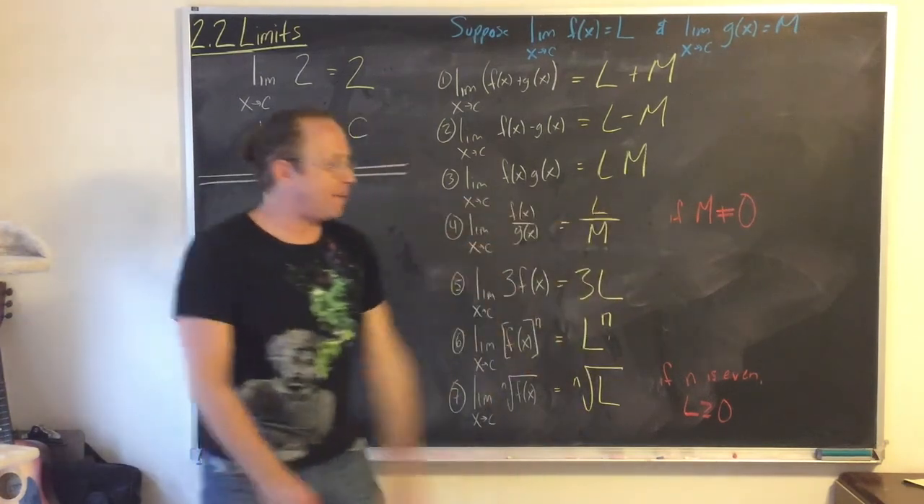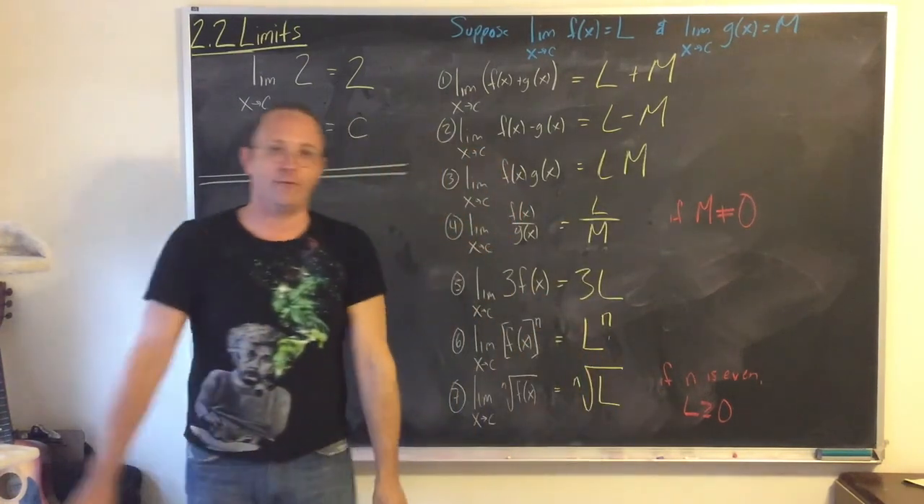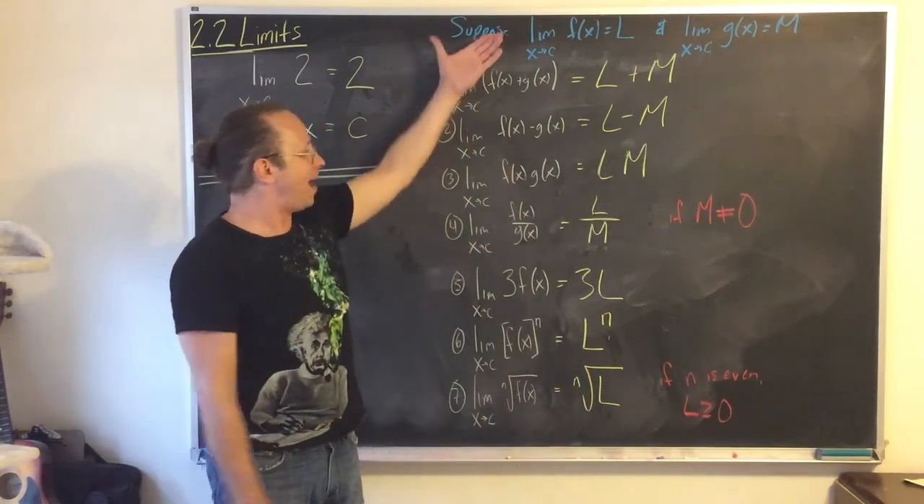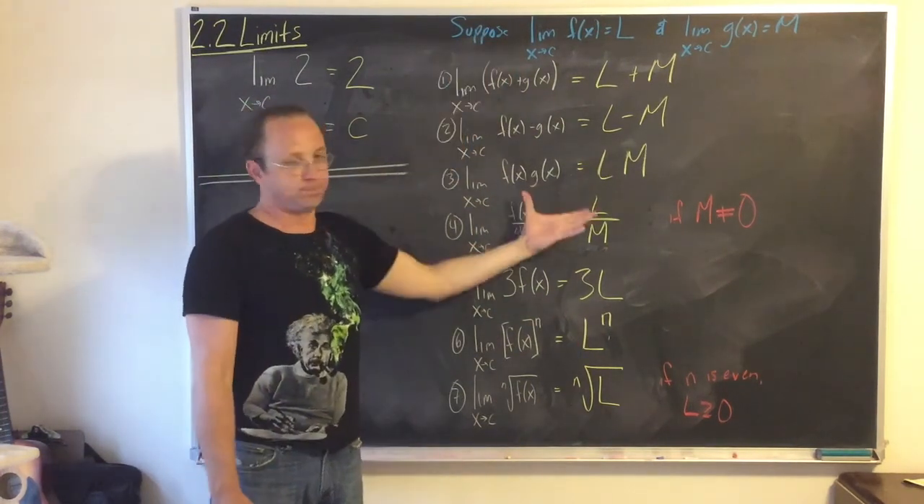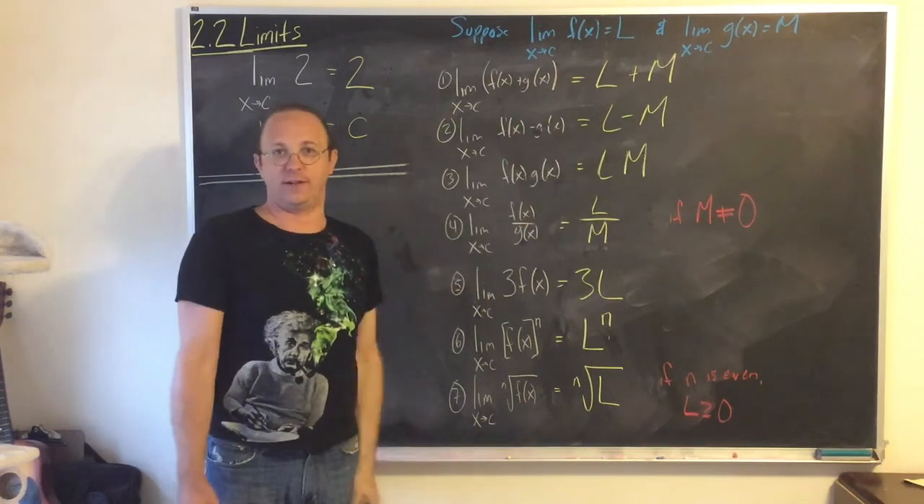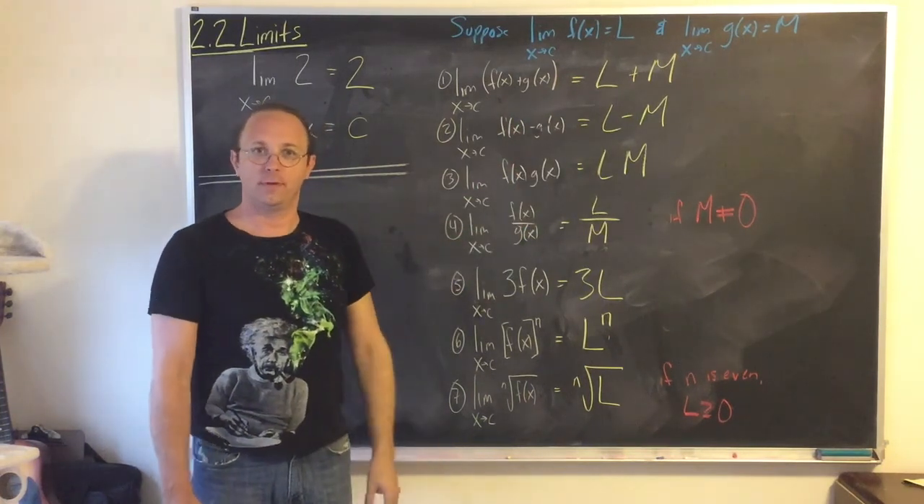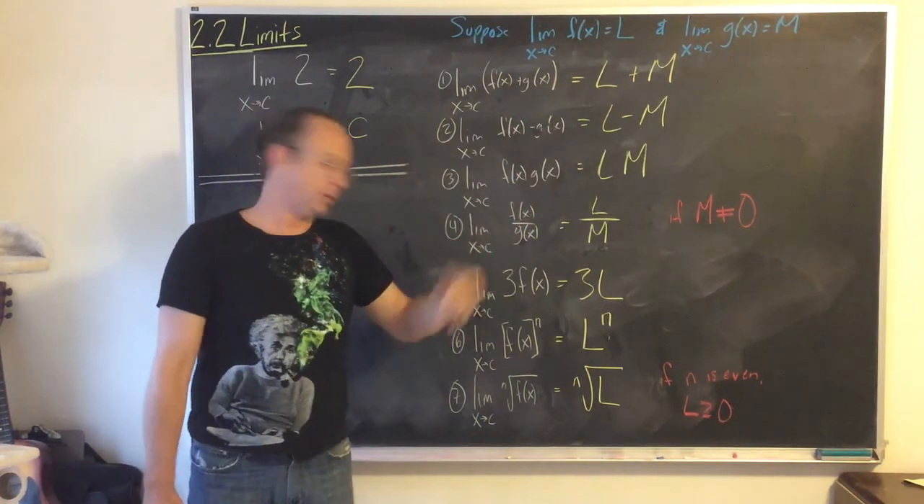So you still can't divide by 0. You still can't take the square root of a negative number. But beyond that, you do what intuition tells you to do. You just add, multiply, all that fun stuff the whole way through. Let's do a couple examples with these limit laws.